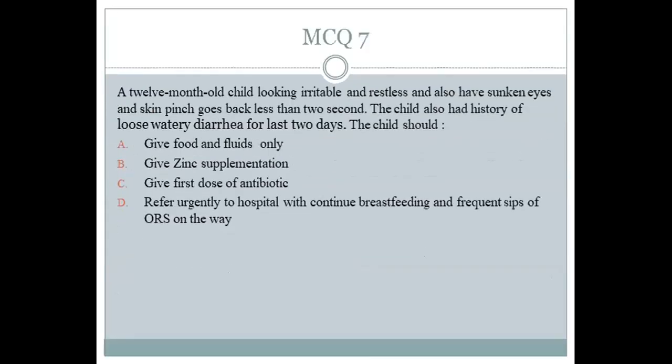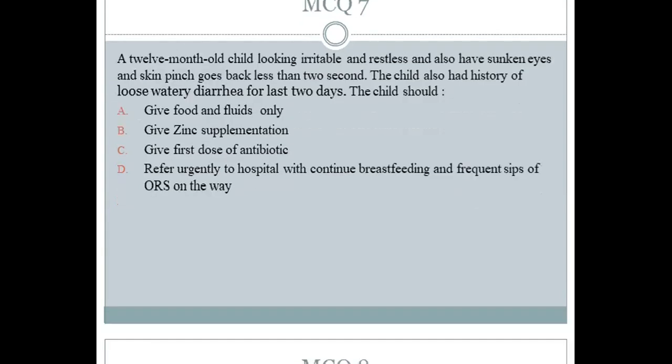A 12-month-old child looking irritable, restless, and also having sunken eyes, skin pinch goes back in less than 2 seconds. The child also had history of loose watery diarrhea for 2 days. Child should be given food and fluids only, give zinc supplementation, give first dose of antibiotic, or refer urgently to hospital with continued breastfeeding. The answer is D, because the child is restless and irritable with sunken eyes, therefore refer urgently to hospital with continued breastfeeding.